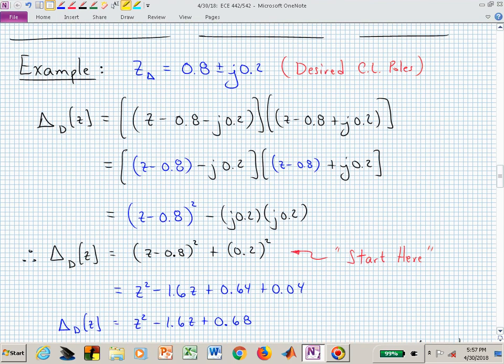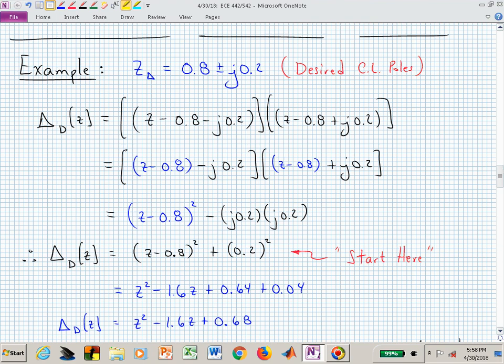If we start here with these complex conjugate poles, we can multiply those out and find the coefficients that we desire in our closed loop system. Now we want our closed loop system to have a denominator polynomial z squared minus 1.6z plus 0.68. If that's the case, we know that we have poles at 0.8 plus and minus j0.2.